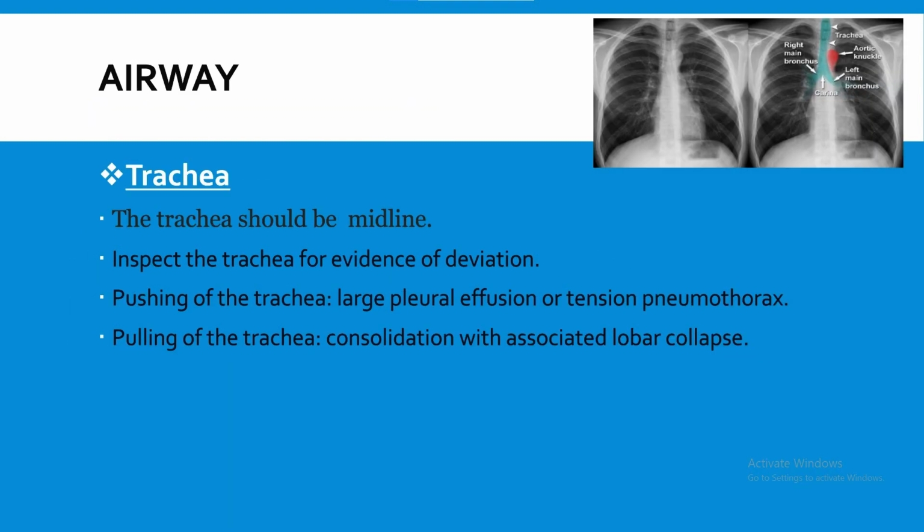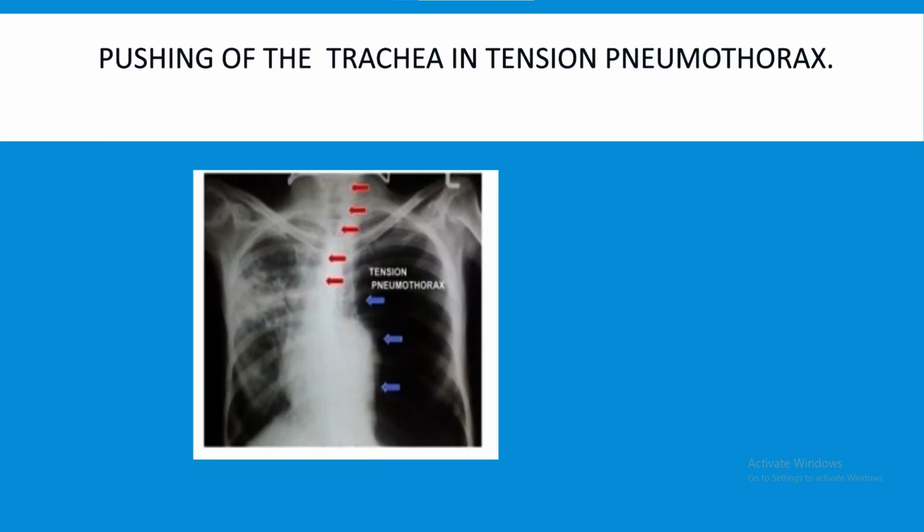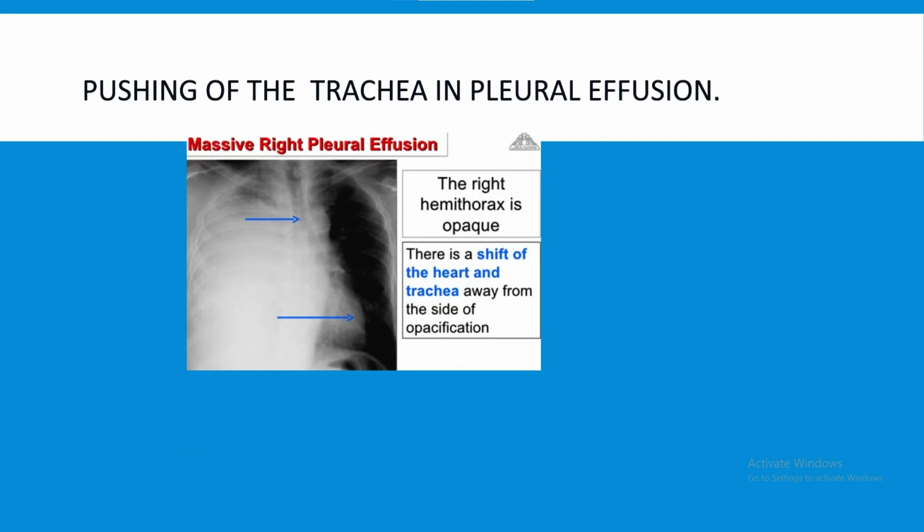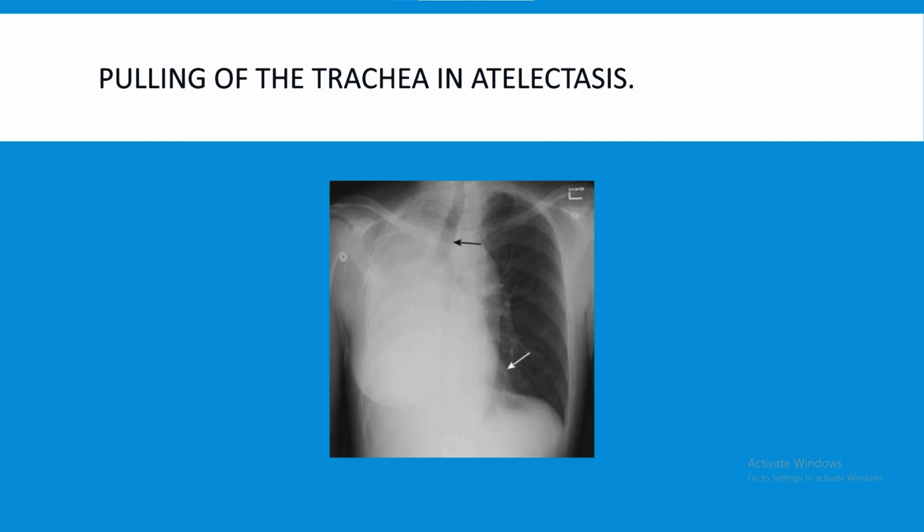Airway, trachea. The trachea should be midline. Inspect the trachea for evidence of deviation. Pushing of the trachea: large pleural effusion or tension pneumothorax. Pulling of the trachea: consolidation with associated lobar collapse. Pushing of the trachea in tension pneumothorax, pushing of the trachea in pleural effusion, pulling of the trachea in atelectasis.